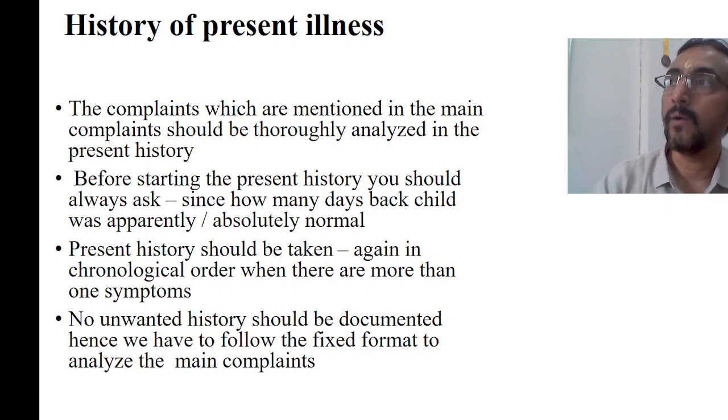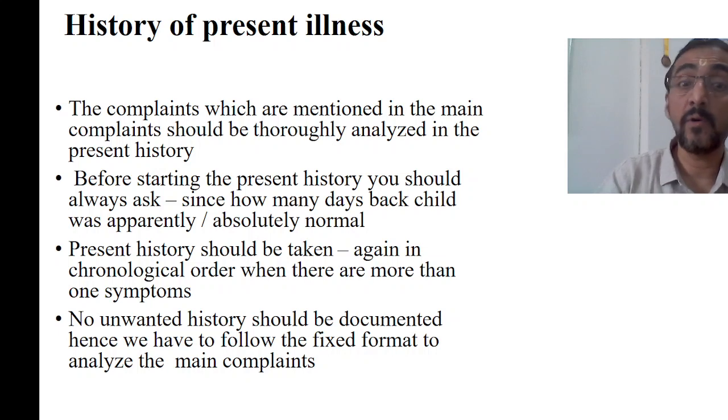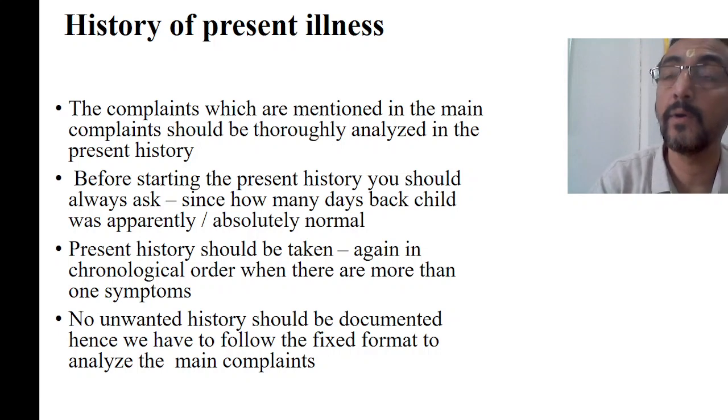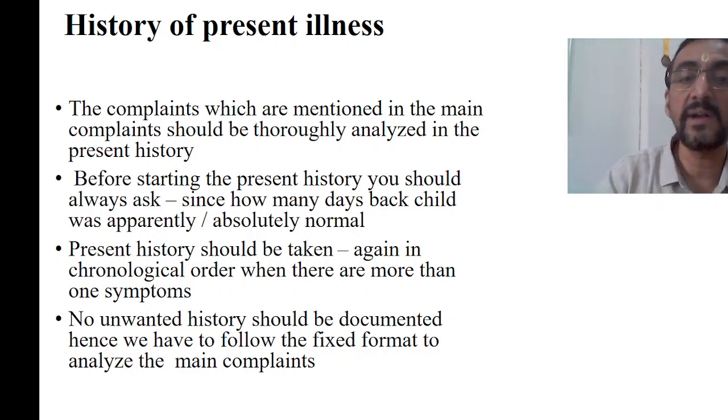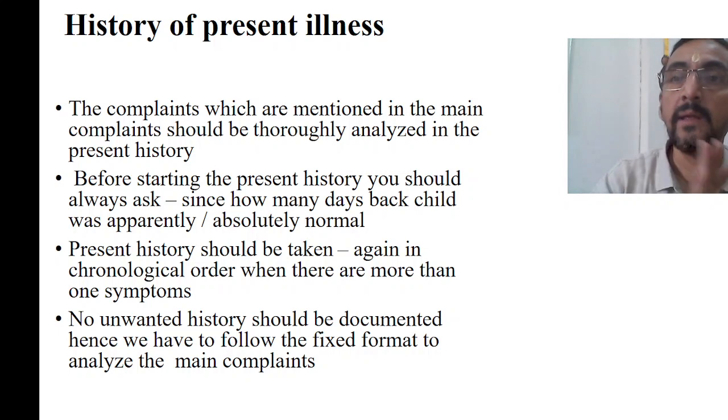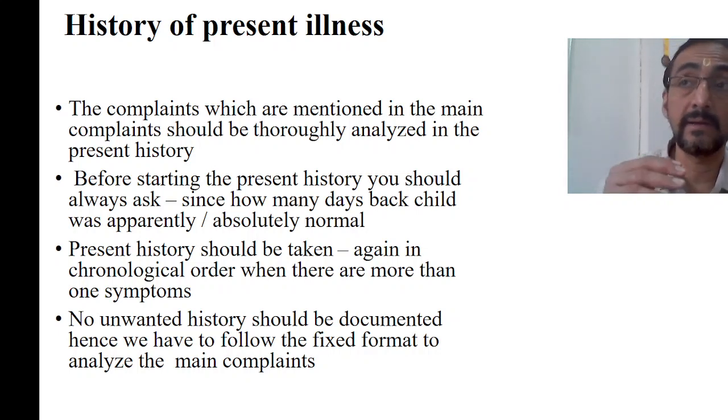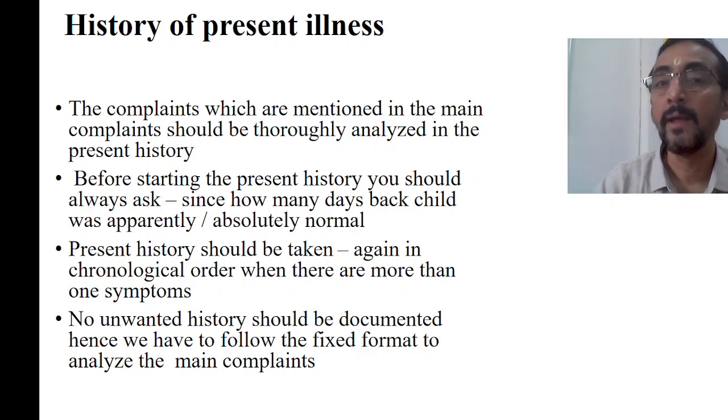Okay. As a rule, before starting the present history, you have to ask one simple question to the patient. What is that? Since how many days back was the child apparently or absolutely normal? Or if you are taking an adult history, since how many days back were you absolutely or apparently normal? We don't know whether they are really absolutely normal or apparently normal. We assume apparently normal. This particular question helps to understand the total duration of the disease.